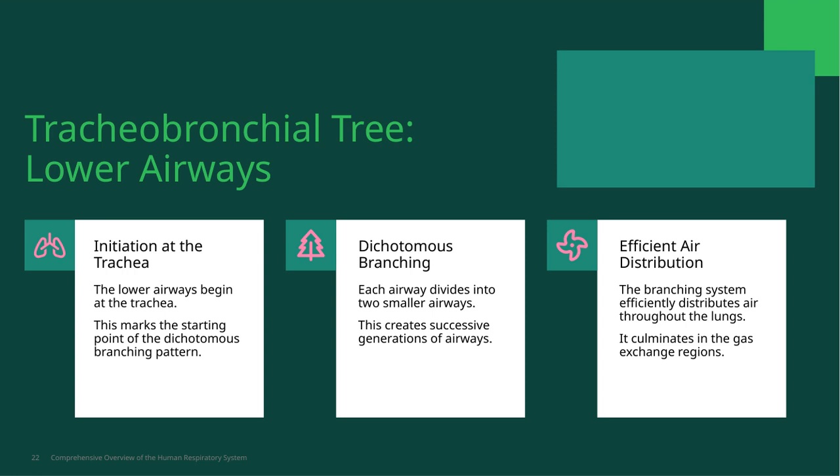This branching system isn't just about creating a network. It's designed to distribute air effectively throughout the entire lung tissue. As the airways branch and become smaller, they direct air toward the gas exchange regions, where oxygen and carbon dioxide are exchanged with the blood. So, in essence, this lower airway system is a finely tuned, branching architecture that plays a vital role in ensuring that oxygen reaches our bloodstream efficiently, supporting the overall function of our respiratory system.